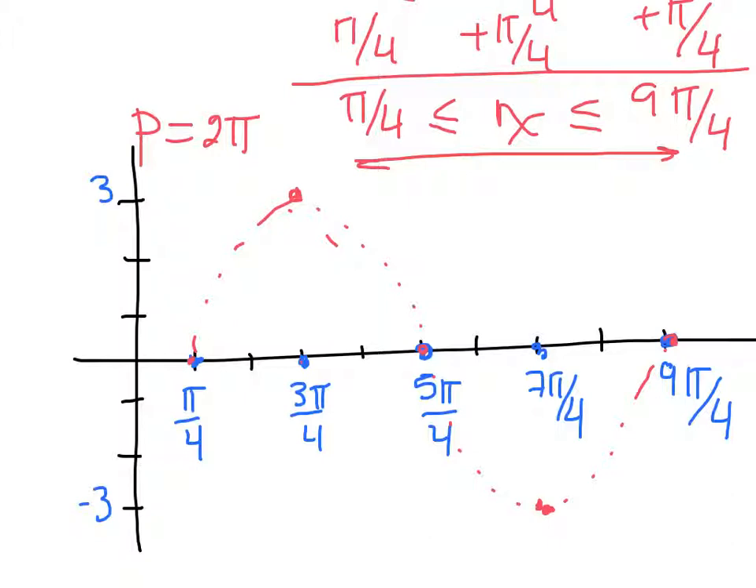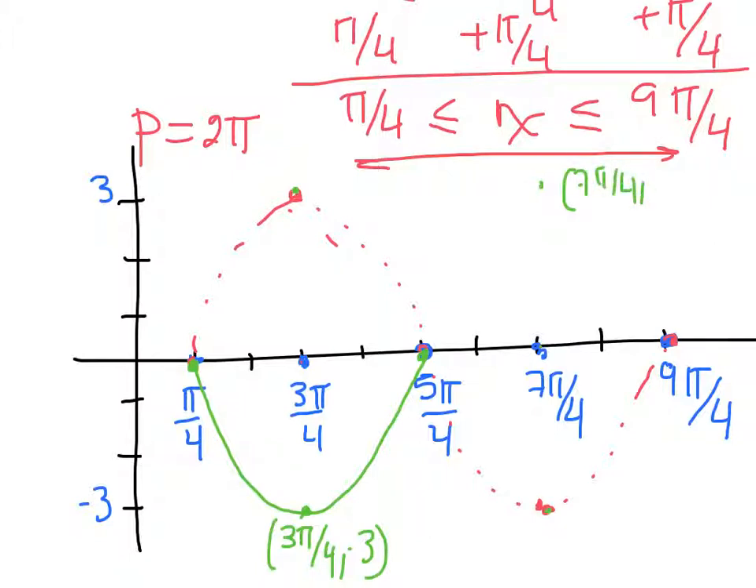Now to reflect this function over the x-axis, this is what we want to do. If the point happened to be on the x-axis, it stays there. If it is 3 pi over 4 comma 3, it's going to reflect and become 3 pi over 4, -3. And this point is on the x-axis, it reflects itself. Now 7 pi over 4, -3, it reflects over the x-axis, becomes 7 pi over 4 comma +3. And this point is on the x-axis, it stays.